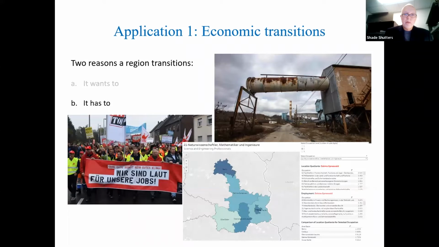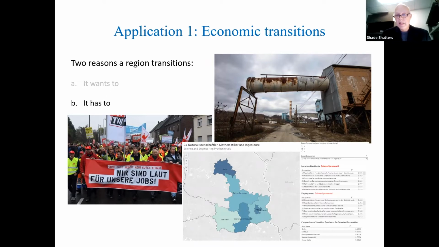So the other main reason that regions transition is because they have to. Some sort of shock or other change has made their current economic structure non-viable, and they have to transition to survive. And this is a situation in a lot of communities that have been negatively impacted by national energy transitions to clean energy. In countries that are starting to implement policies to slow down climate change, it means closing a lot of carbon-intensive energy sources.